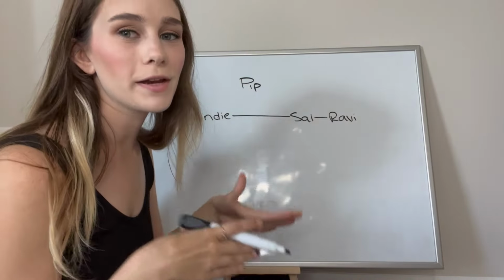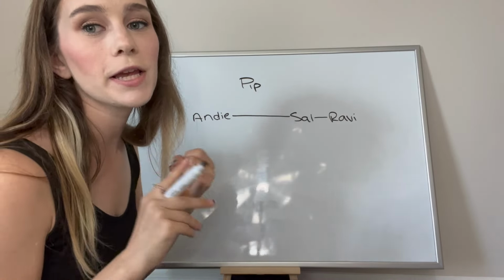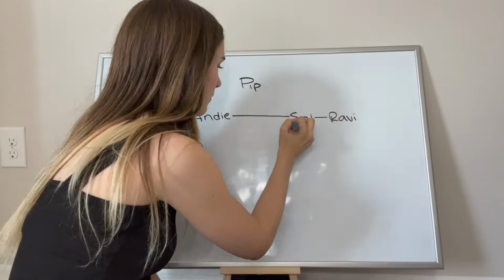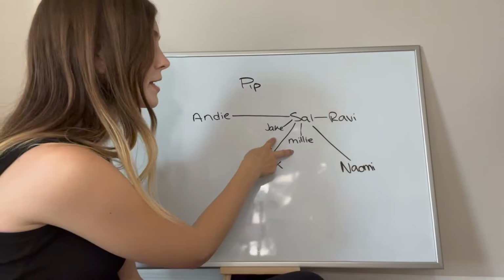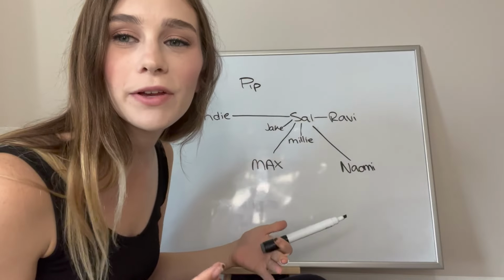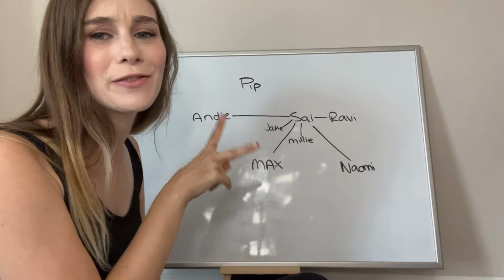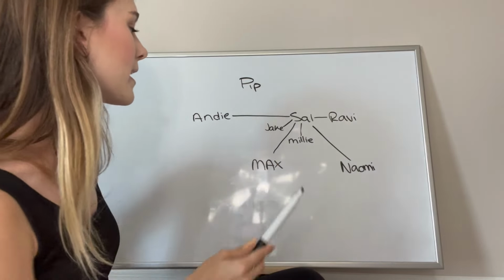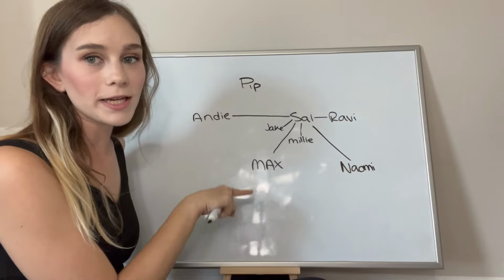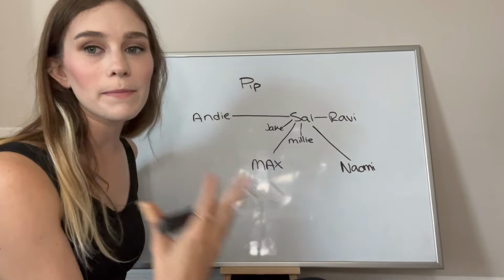We also learned the night of the murder, Sal was at his friend Max's house with his other friends, Jake, Millie, and Naomi. So we added them to the board. Jake and Millie are smaller because they're kind of irrelevant in this story. I've only read book 1, but in book 1 they're kind of irrelevant, so they're smaller. But we learned that Sal told police that he left Max's house at 12:15 a.m., which would give him an alibi for the time frame that Andy went missing.